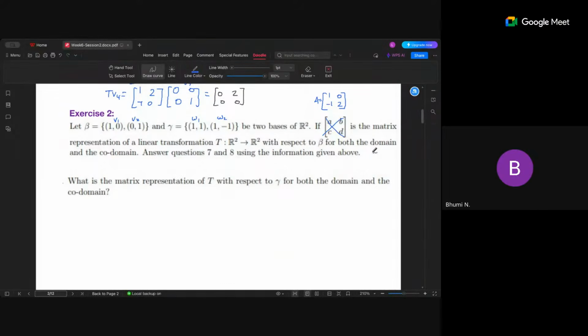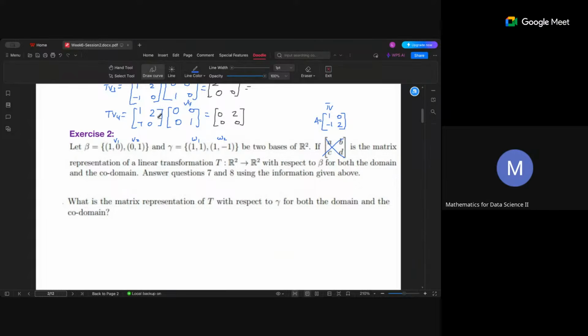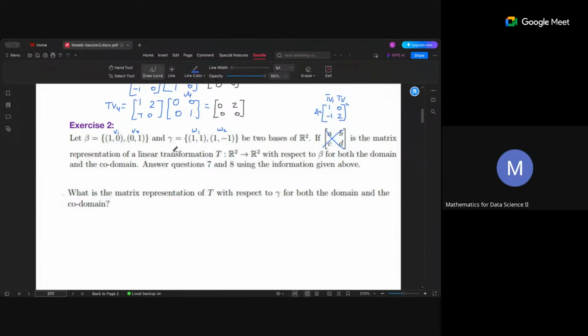Exactly. Okay. So what is given to you? It is given that this is the matrix representation of T with respect to beta for both the domain and codomain. So from this, we can say this is TV1 in terms of V1, V2, and this is TV2 in terms of V1 and V2. So let's first understand what our T is so that we can proceed. We are given that TV1 is 1V1 minus 1V2. So what is TV1 actually?